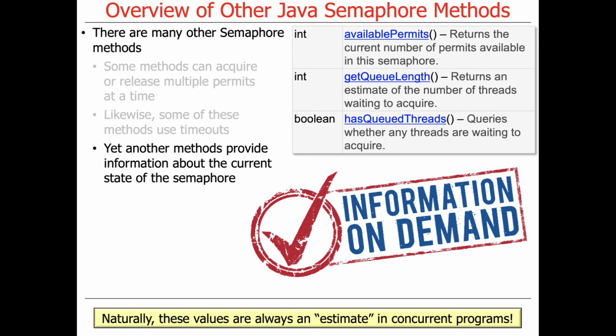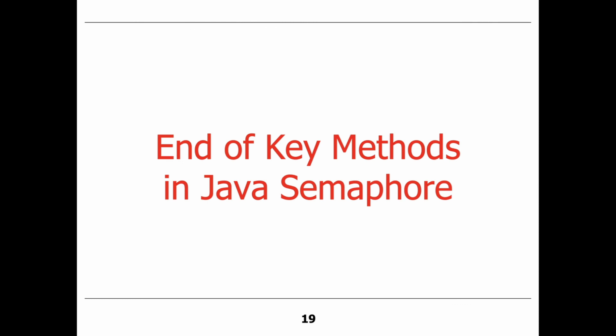These are not necessarily all that useful in practice. They're only useful for diagnostics and debugging, because they're always an estimate. In a concurrent program, whenever you ask the question, how many permits are available, or how many waiting threads are there, that's always a snapshot in time. And moments later, nanoseconds later, something could change. So you can't really take these numbers to the bank. They're just there to give you guidance. And you typically wouldn't use them in real programs. You might use available permits maybe, but it's still uncommon. So that's the end of the overview of key methods in the Java Semaphore class.